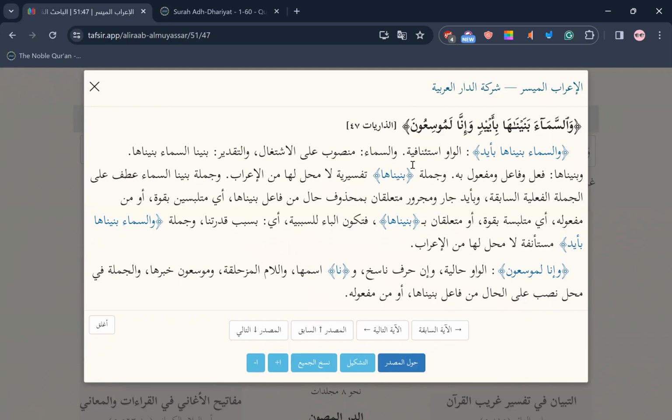So you have الواو استئنافية والسماء منصوب على الاشتغال. You can see they actually mention على الاشتغال. والتقدير بنينا السماء بنيناها. That's basically the meaning or the implication of it. وبنيناها فعل وفاعل ومفعول به. بنينا is the فعل, فاعل, المفعول به. So you see they're saying that this is الاشتغال.